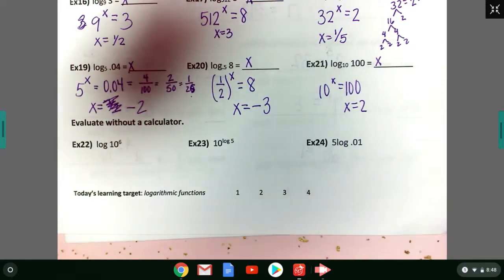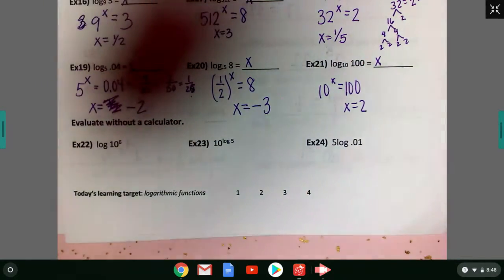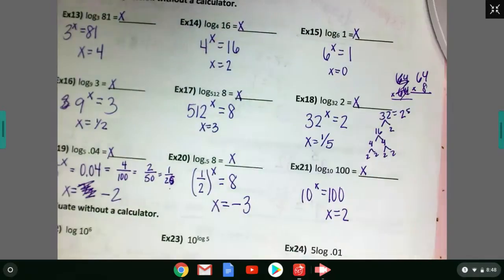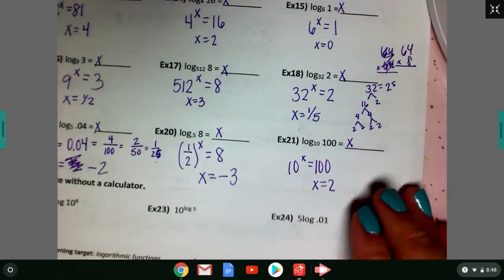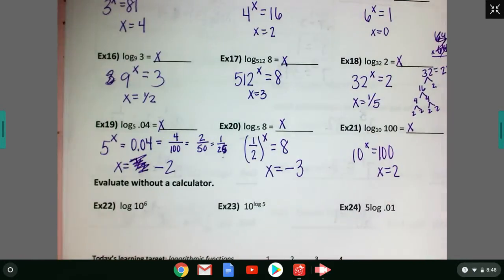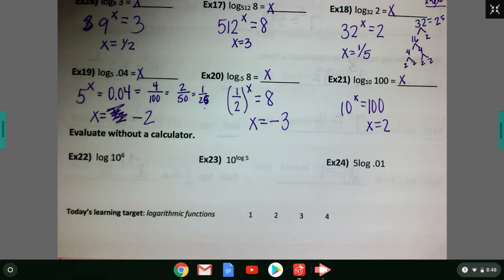It says evaluate without using a calculator. A couple more. Let me try to get my light so it's not right in the way. Sorry for the technical difficulties. Struggles with the light still. There we go. Let me just move it closer. There we go. Phew. All right, last 3.